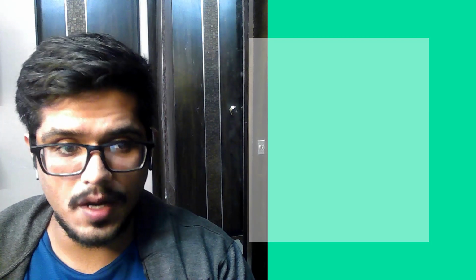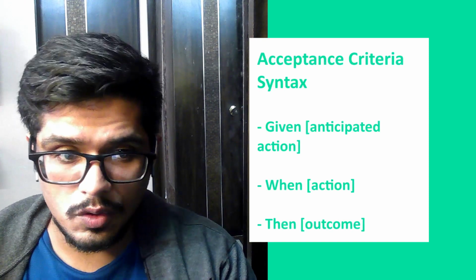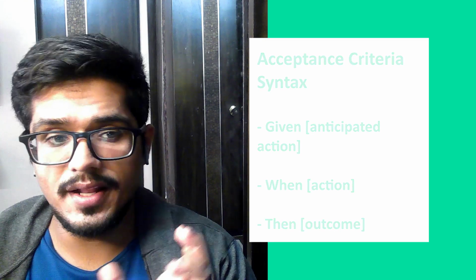If I look at the format of an acceptance criteria, it would be given, which is the anticipated action. When I perform this action, then I should be able to get this outcome. So if I were to look at the bare bone definition of both of these, a user story is a problem, while the acceptance criteria is the bare minimum requirement that the product should have in order to solve the problem.